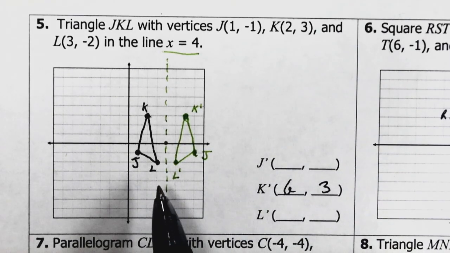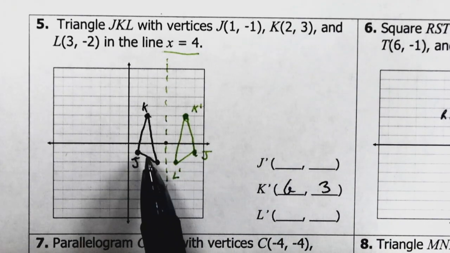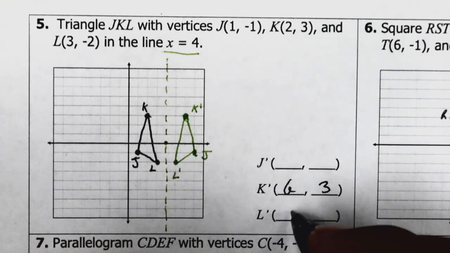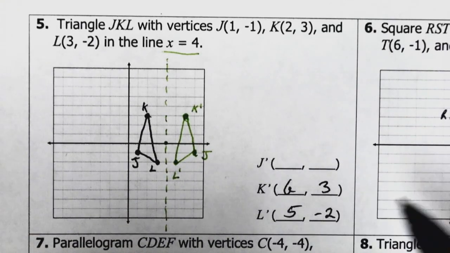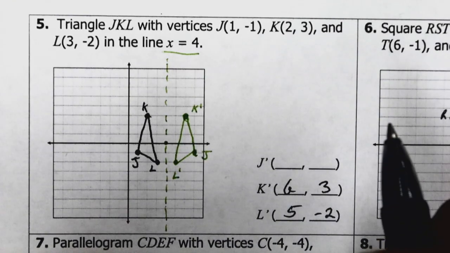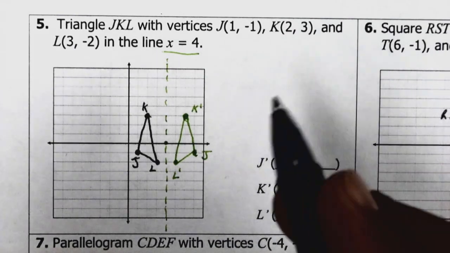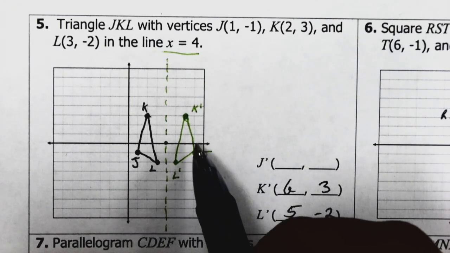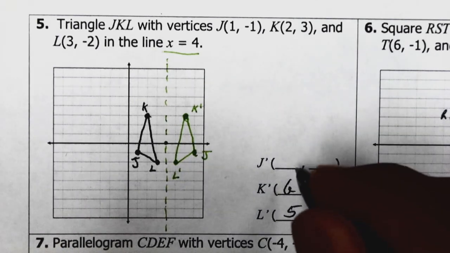L prime is at 5, negative 2. And J prime is at 7, negative 1.